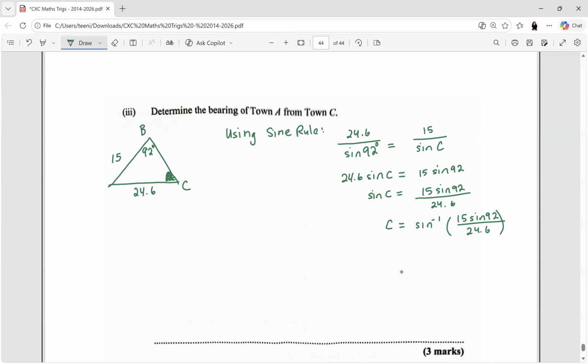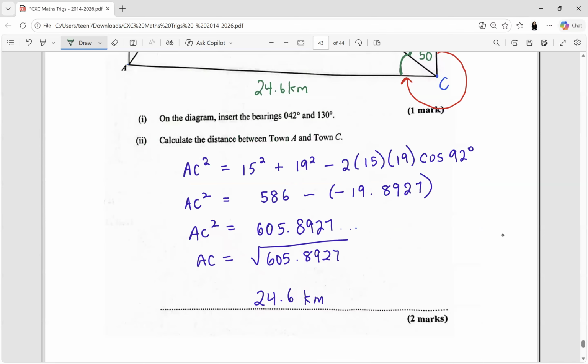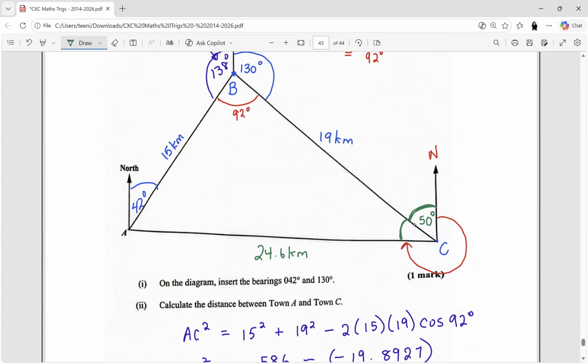You're going to get 0.6093845, right? And then you could press second function, sine, to get sine inverse, and then press equal. And your answer will be 37.5 degrees taken to one decimal place. So therefore, in this diagram, this angle here is 37.5 degrees.